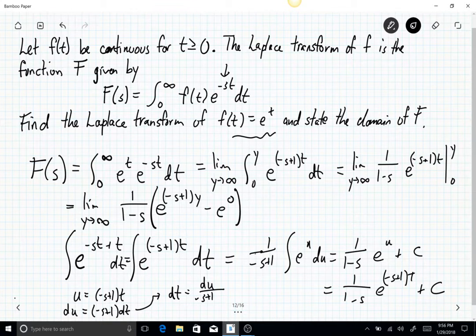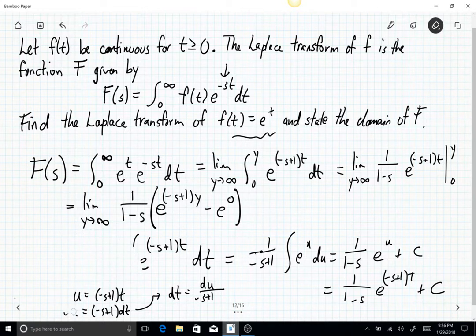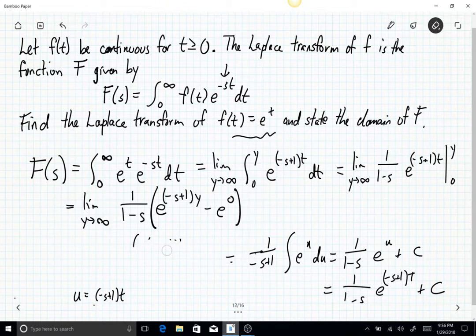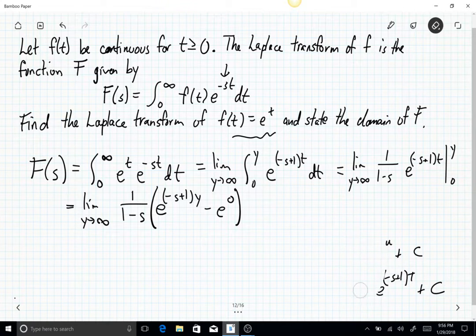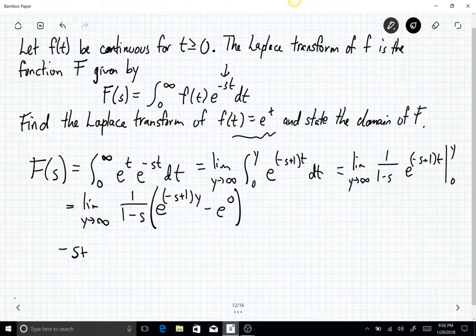So now what does this become? Well, we want this thing, and so I'll erase the bottom real quick. We need that to be in the denominator. So in order for that to happen, as y goes to infinity, in order for the whole rest of this to have a solution, this ties into the domain: we need negative s plus 1 to be less than 0. So that means that s has to be greater than 1.